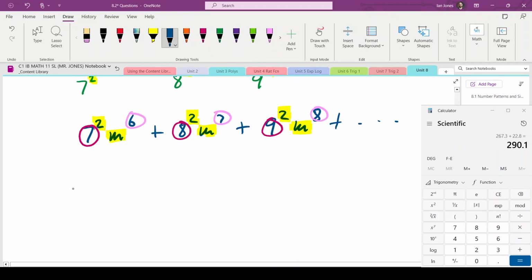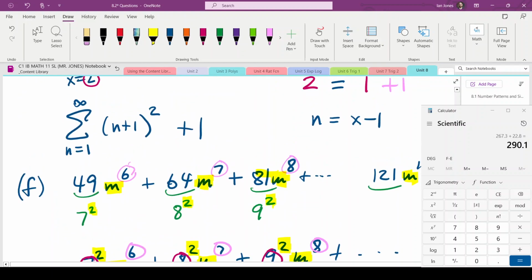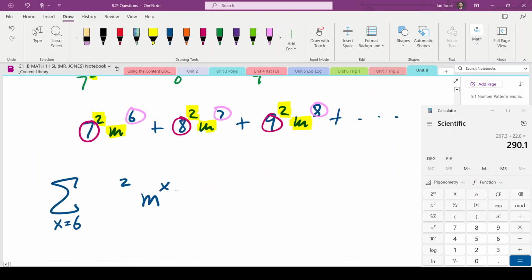So, in my summation notation, I need the squared and the m to be there, because they're constant. Where should I start? Well, maybe I'll start at 6. That makes it easy for the exponents. So then my exponent here is just x. So the first one is a 6, the next one is a 7, the next one is an 8. That's good, all the way up to the last one is a 10. Great.